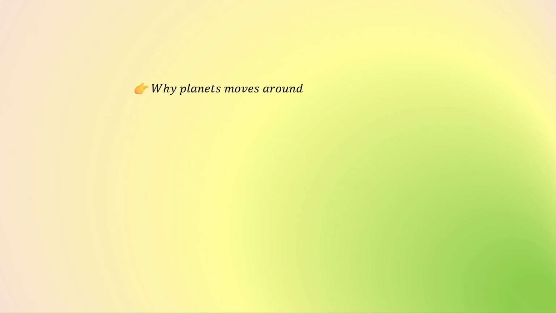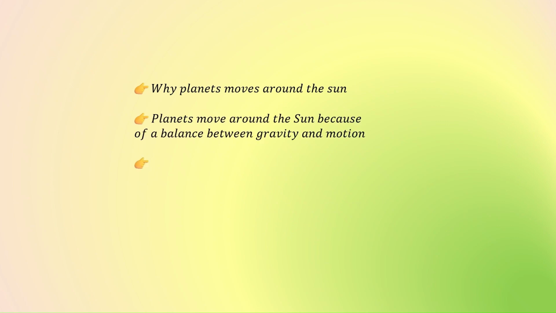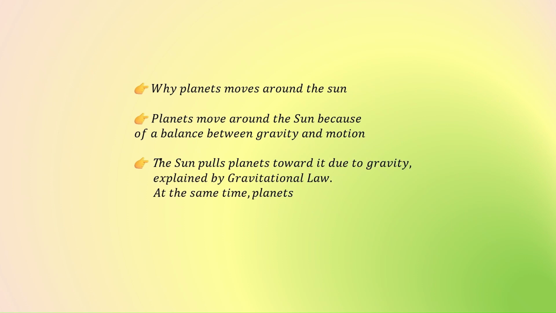Why do planets move around the sun? Planets don't fall into the sun, and they don't fly away either. Why? Because of a perfect balance. The sun pulls planets inward with gravity. But planets are already moving sideways through space at high speed. So instead of crashing, they keep missing the sun, again and again. This creates a circular path called an orbit. In simple terms, planets are always falling toward the sun, but never reaching it. And that's what keeps them moving around it.